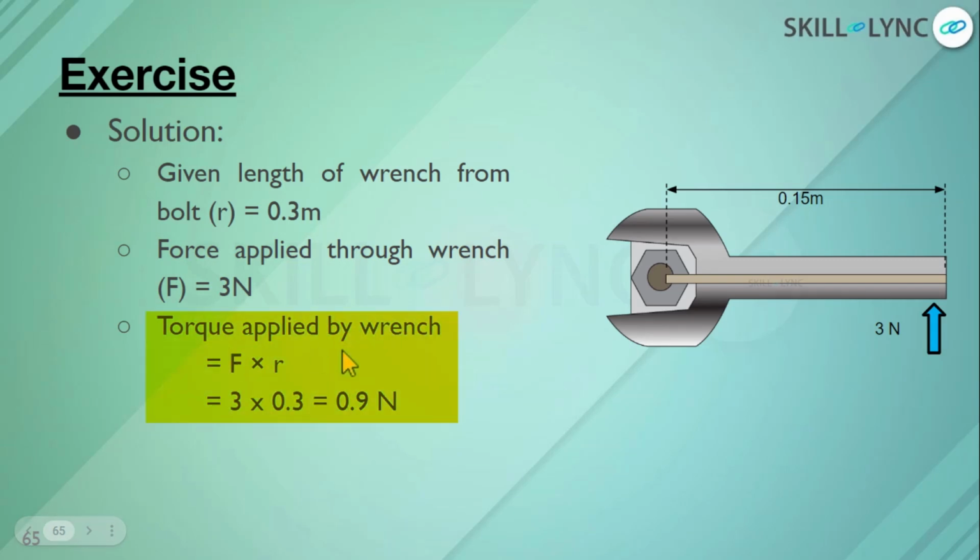Therefore, the torque applied by the wrench is force into the length of the wrench. The formula of torque is the magnitude of force into the distance of the point from the axis of rotation, which in our case is 0.3 meters. So 3 into 0.3 will lead to 0.9 Newton meter. So for loosening a bolt, a torque of 0.9 Newton meter is needed. And that is the answer to our question.